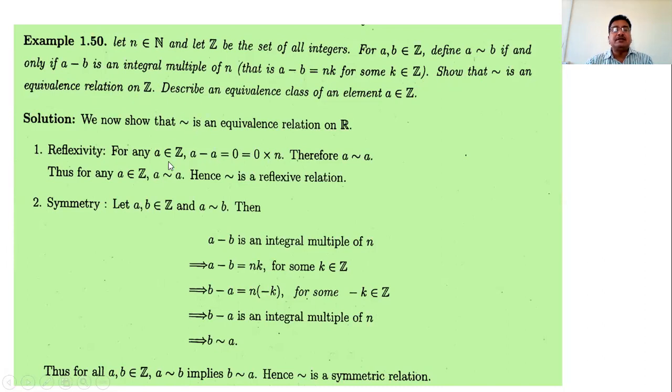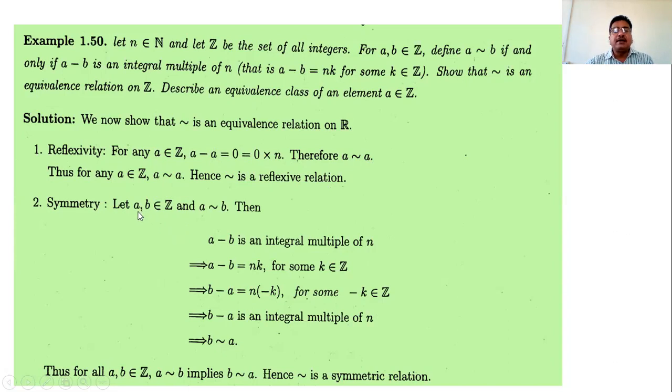First condition is reflexive. Take one element from Z, suppose A is an element of Z. We have to show A is related to A. A is related to A if A minus A is a multiple of n. A minus A is 0, and we can write 0 as 0 times n. That is, 0 is a multiple of n, and therefore A is related to A. A is any element of Z, and therefore every element is related to itself, so the relation is reflexive.